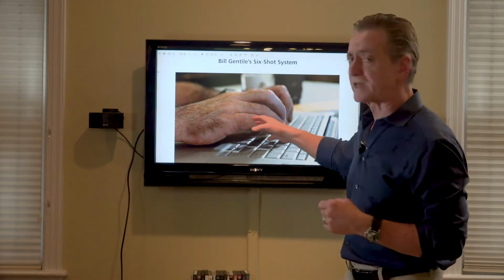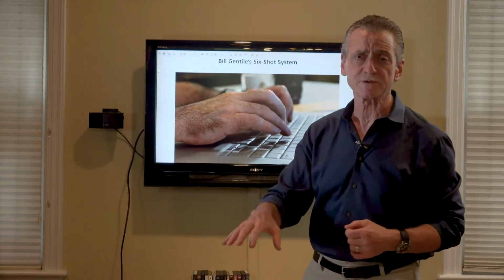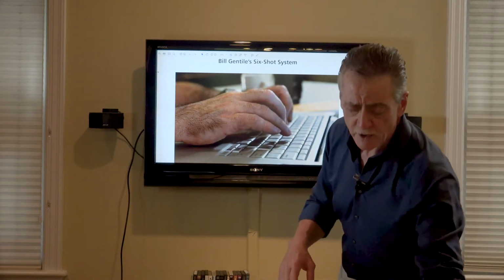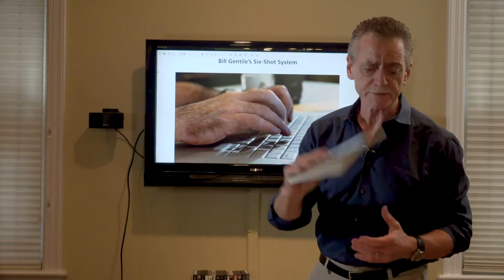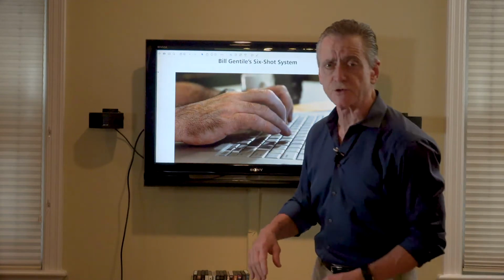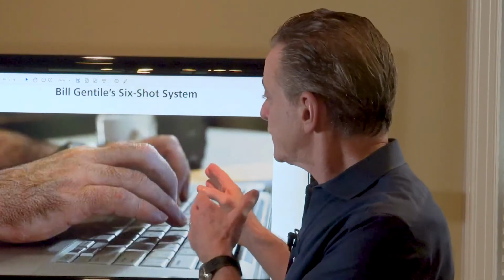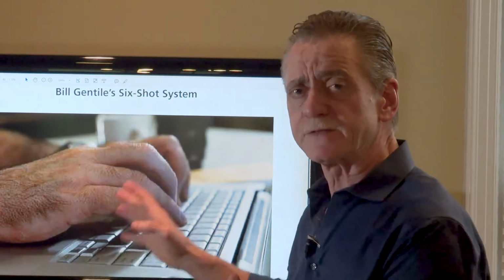So in this case, for example, I'll run you through this, and you'll have access to it because we're going to distribute portions of this manual to you. This picture here is the first shot of the 6-shot system, and it's an example of the 6-shot system.